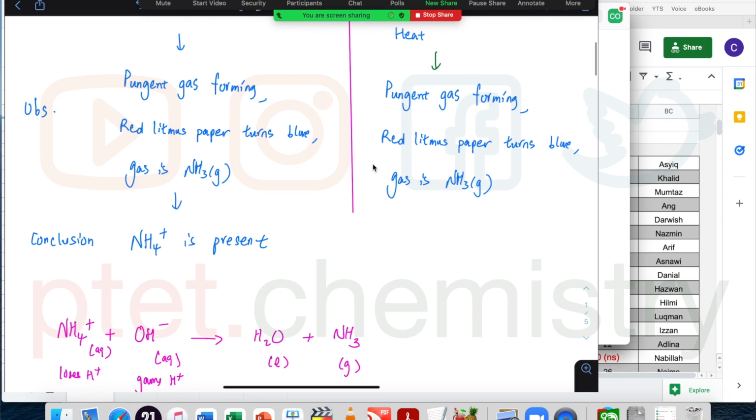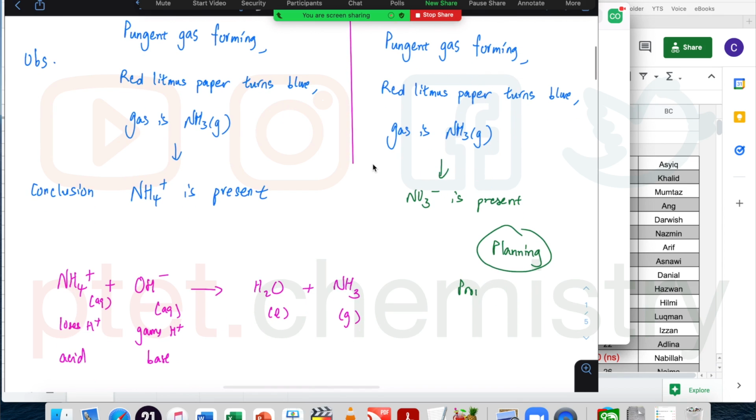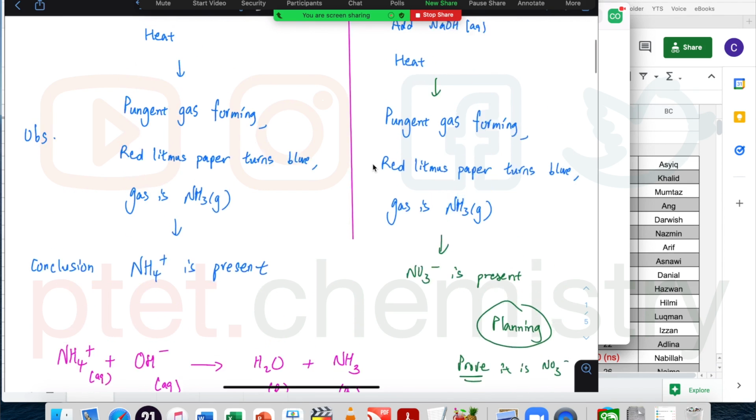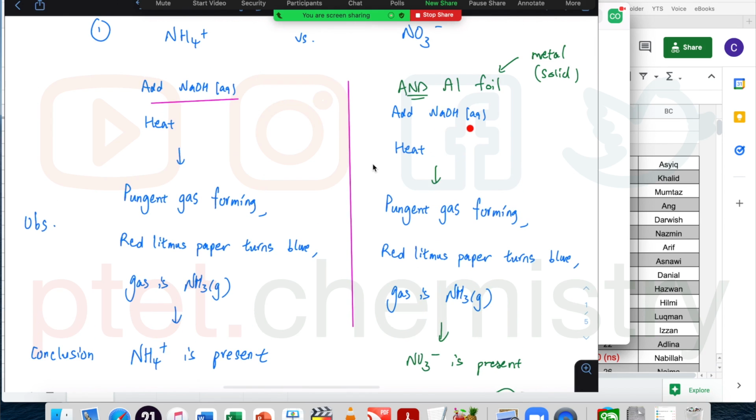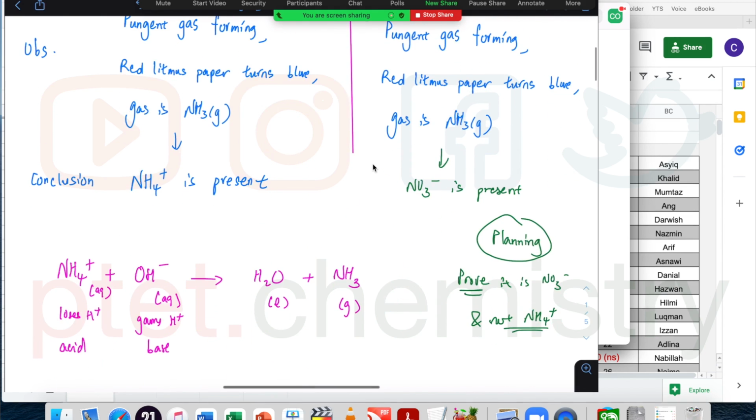However, how can you prove that NO3- is present and not NH4+? There is a scenario in a planning question. This planning question says, prove it is nitrate and not ammonium. Because when you have the nitrate test, you are adding aluminum foil and NaOH. So if you don't want a false positive, which means it could be, but it's not what you want, you need to be very, very careful.